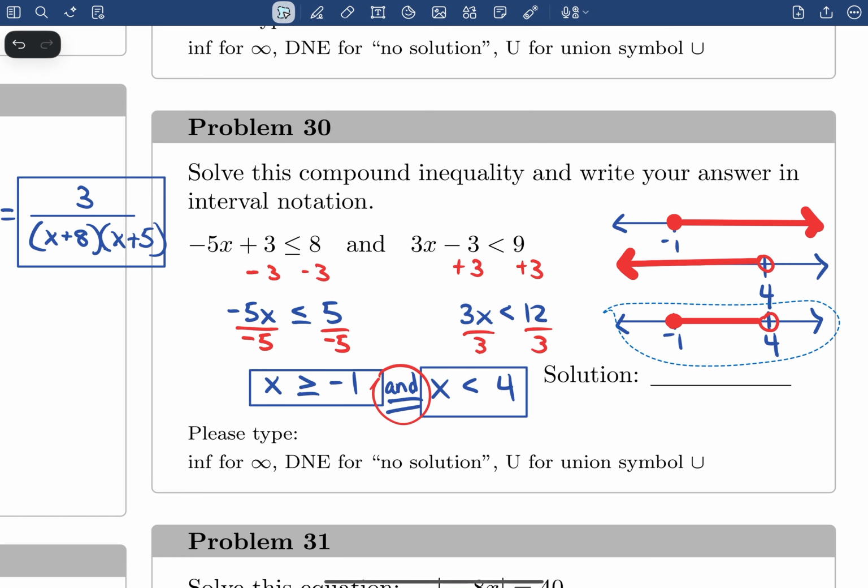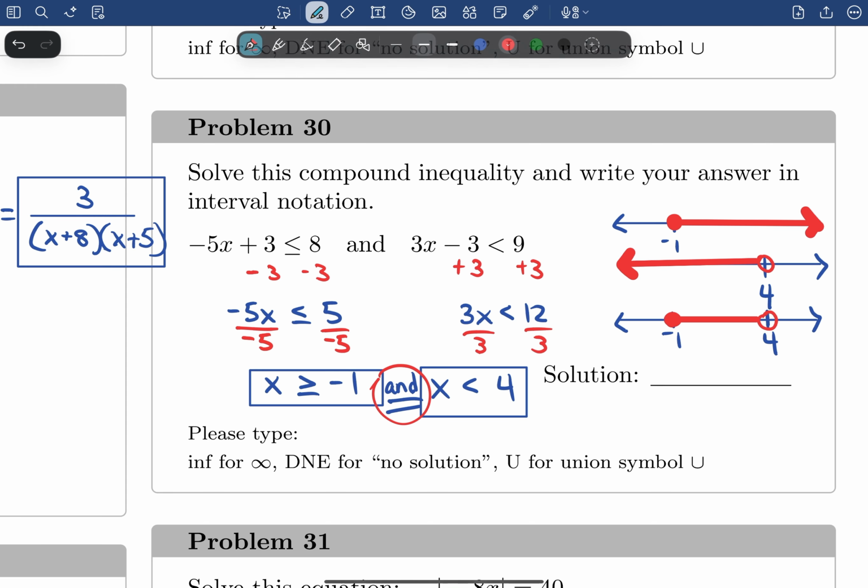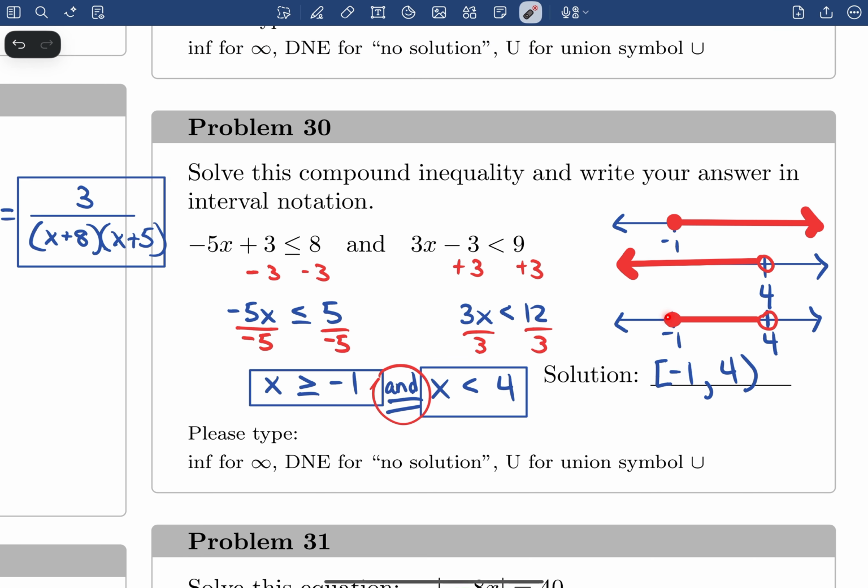Okay, so I'll get that set up here. In interval notation, I have a bracket, and I'm starting at -1, and I end at 4 with a parenthesis. Why do I have a bracket? Because at -1 there was a closed dot. Why do I have a parenthesis on the right? Because at 4 there was an open dot. And that's the solution.